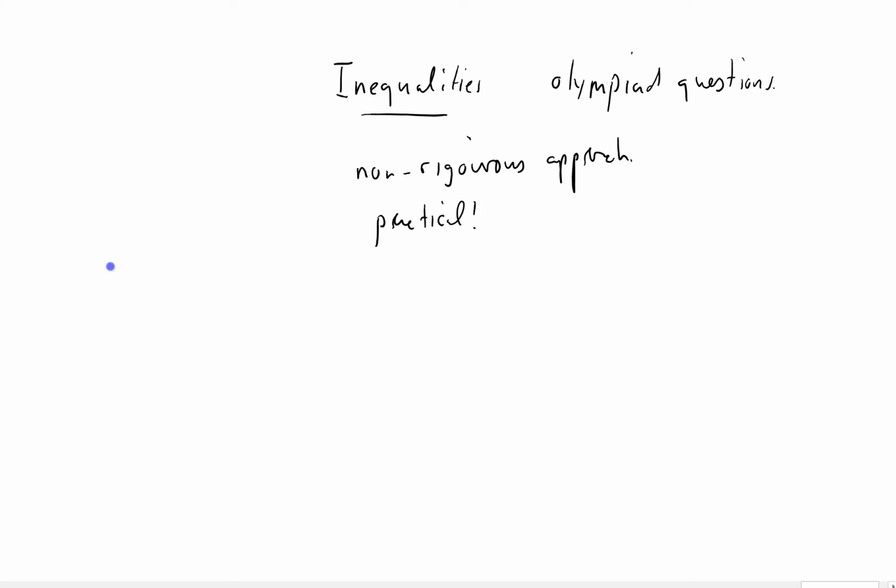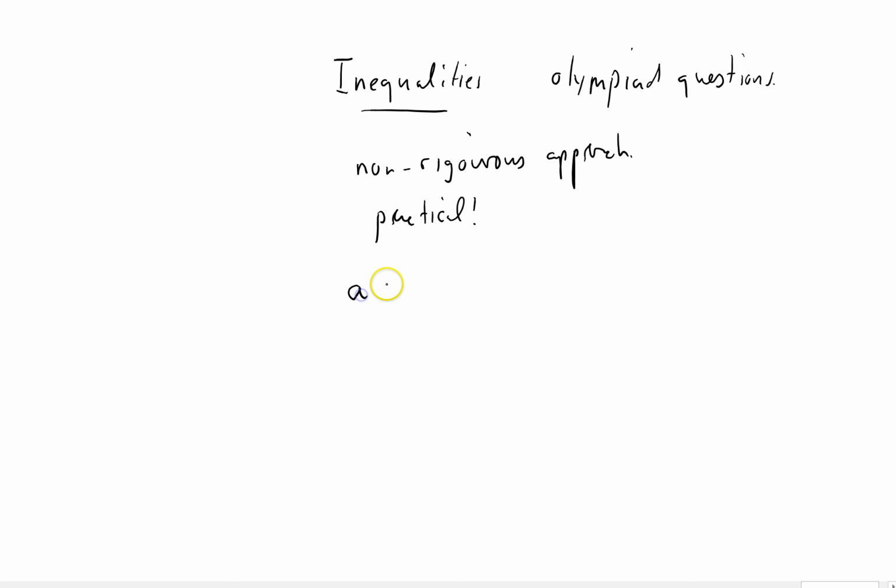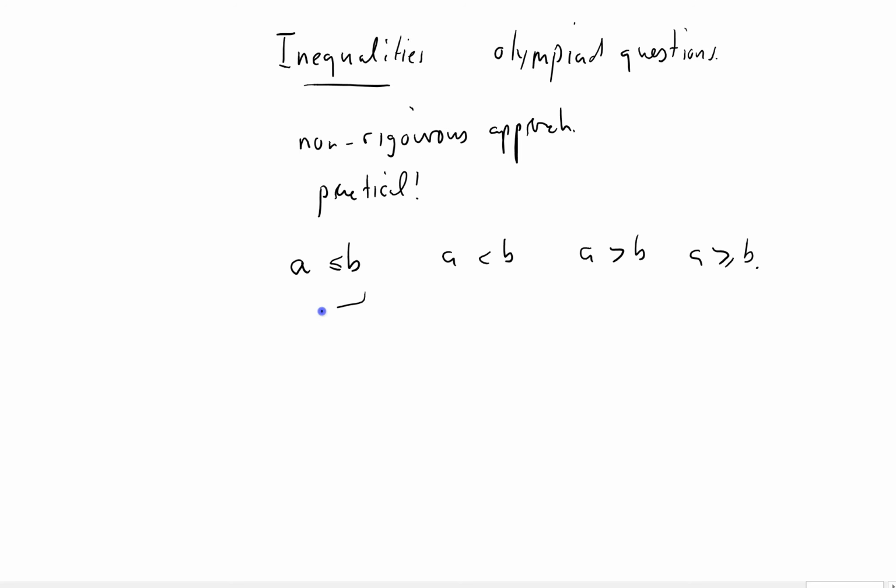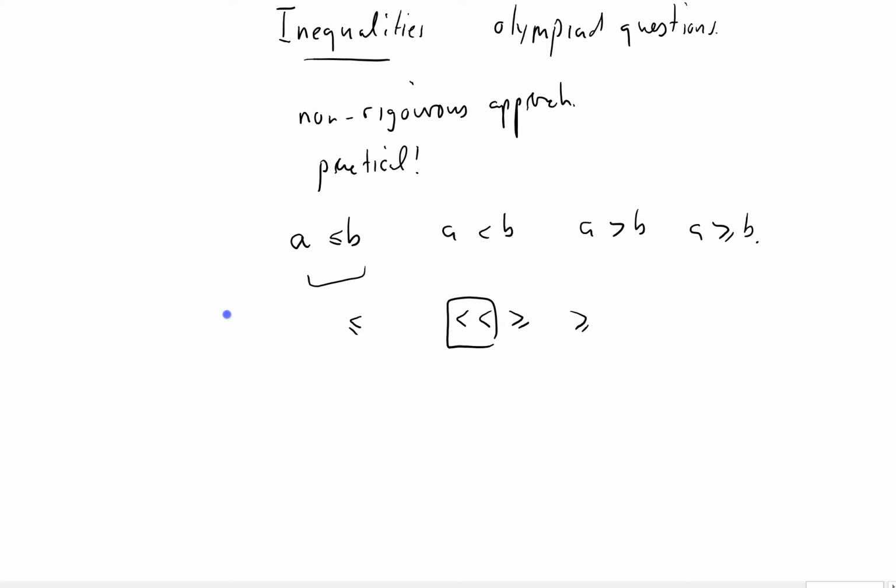When I say non-rigorous, what I mean is I'm going to assume that you understand what this means. A is less than or equal to B. A is less than B. A is greater than B. A is greater than or equal to B. Four different inequalities here. I'm usually going to focus on less than or equal to, purely because I find it easier to write, whereas my writing isn't good enough to do these strict inequalities.